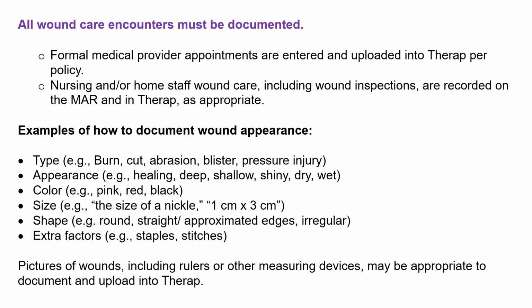Examples of how to document wound appearance are the type, such as a burn, cut, abrasion, blister, pressure injury; the appearance, such as healing, deep, shallow, shiny, dry; the color, such as pink, red, black; the size, such as the size of a nickel or with a tape measure, 1 centimeter by 3 centimeters; the shape, which could be round, straight, with approximated edges or irregular, or extra factors like there are staples or stitches present.